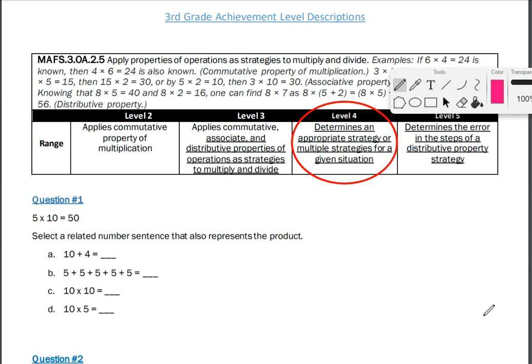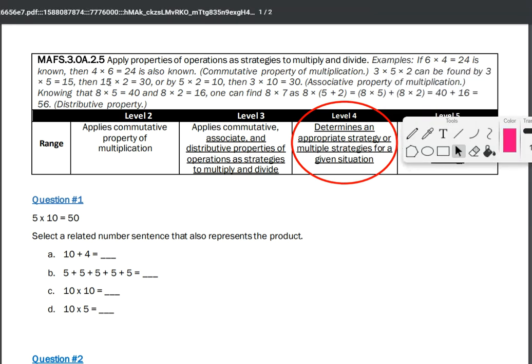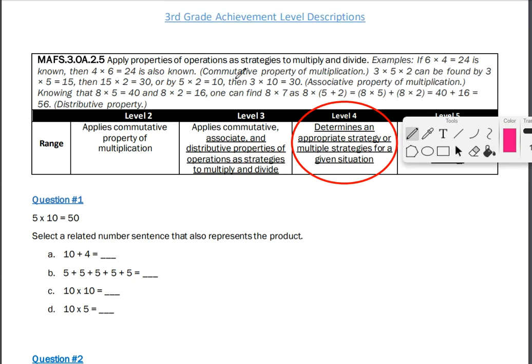So now we are going to continue working with our achievement level descriptors. Today we're looking at the level 4 questions. So these would be questions we would need to get right to score an FSA level 4. Again, we have a reminder of what the different properties of multiplication are up here. So if you've forgotten what one looks like, they have examples up here.